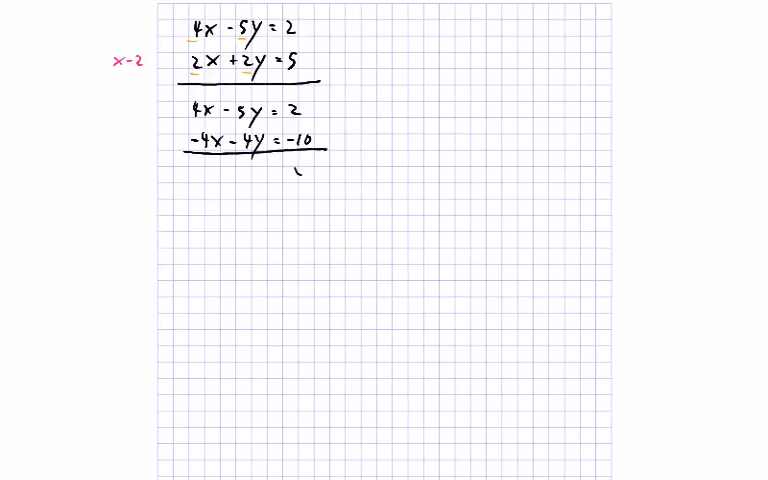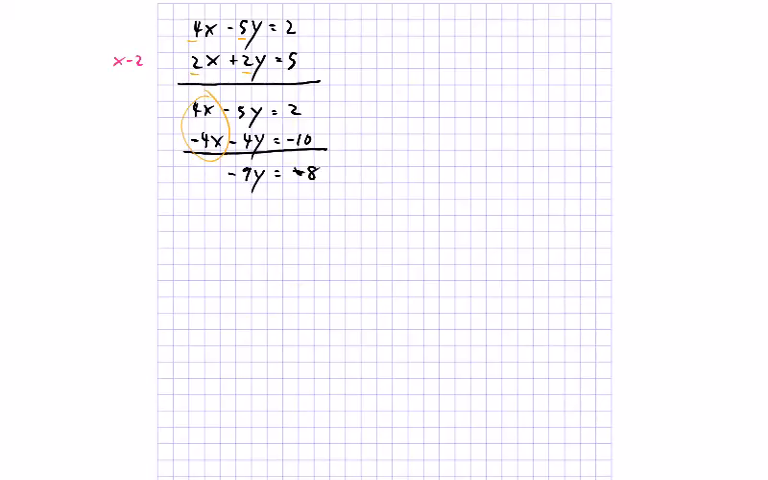Now we could have accomplished the same thing by multiplying the first equation by negative 1 and the second equation by 2. Either way will eliminate x. But eliminating x first in this case is easier than eliminating y. So when we add the left-hand sides together, the 4x and the negative 4x are going to be eliminated. That's why this is called the elimination method.